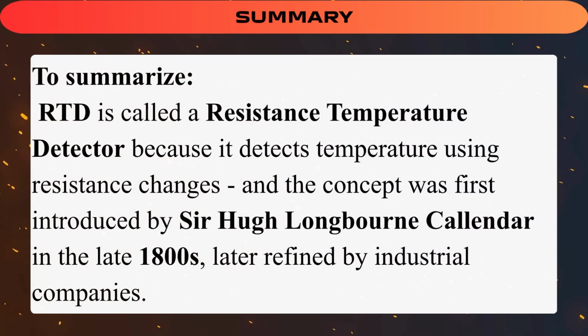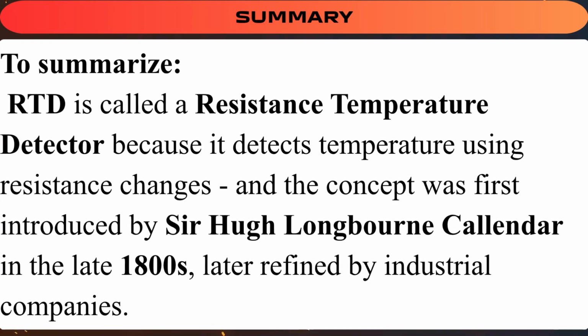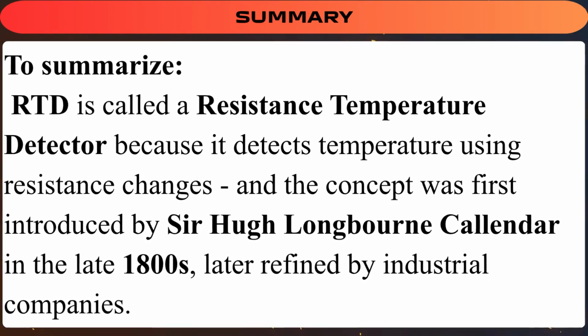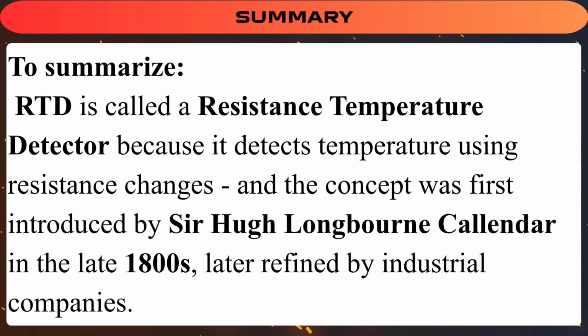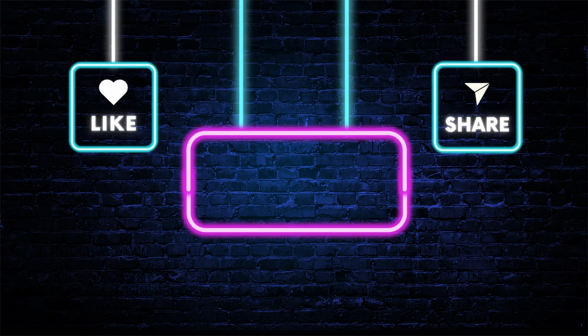To summarize, RTD is called a resistance temperature detector because it detects temperature using resistance changes. And the concept was first introduced by Sir Hugh Longbourn Callendar in the late 1800s, later refined by industrial companies. Hope this video helped you understand the full meaning and history behind RTDs.